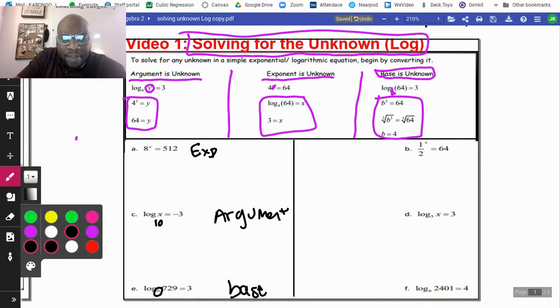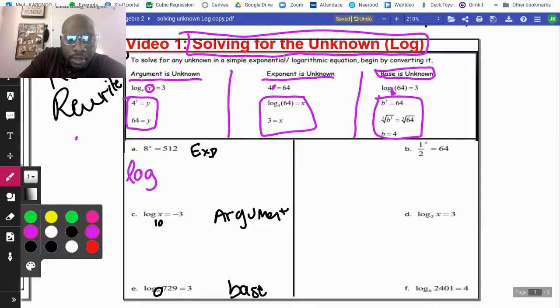All right, now let's get to work. How do I go about finding the exponent when the exponent is missing? The first thing you have to do is rewrite it. Always rewrite it. How many times should I tell you this? Rewrite it. All right, so we need to rewrite the first one. So we're going to write it as log, the base is 8. And then swap these. All right, so 512 goes inside, equals the x on the outside. All right, what do I do next?